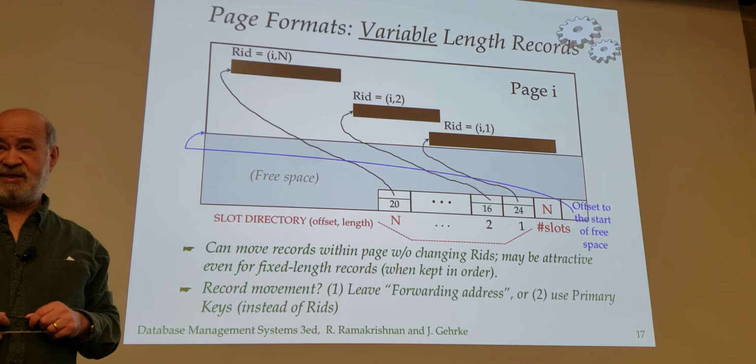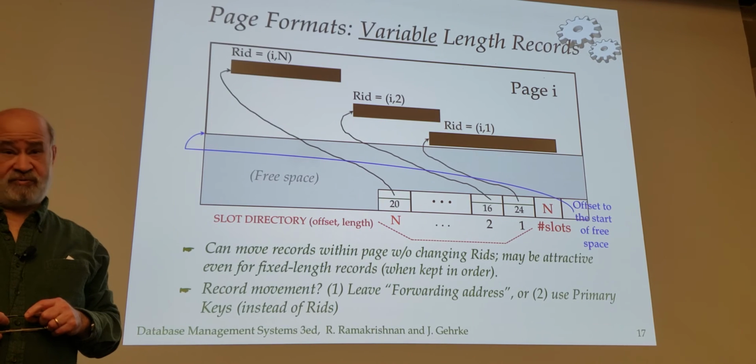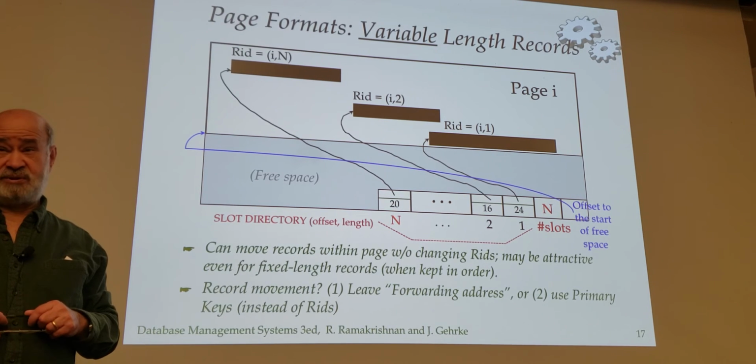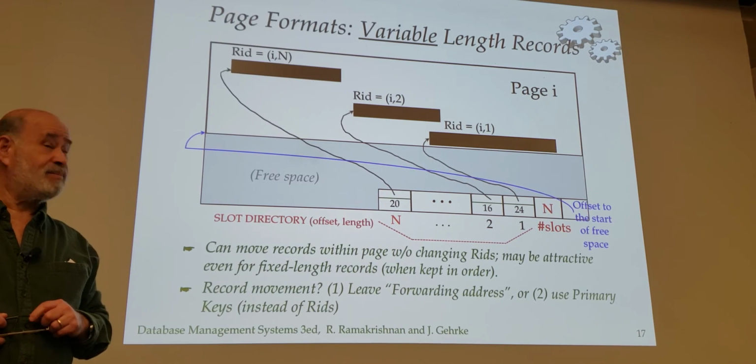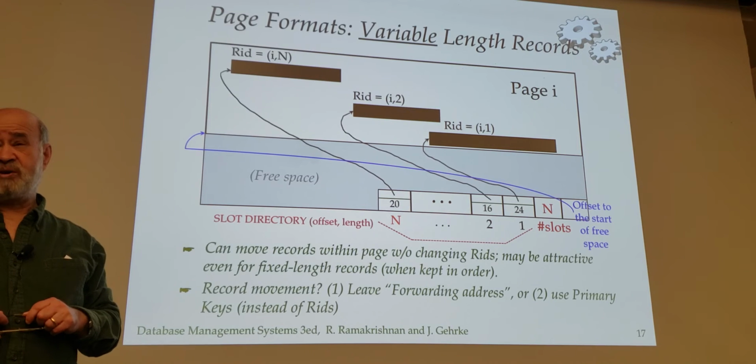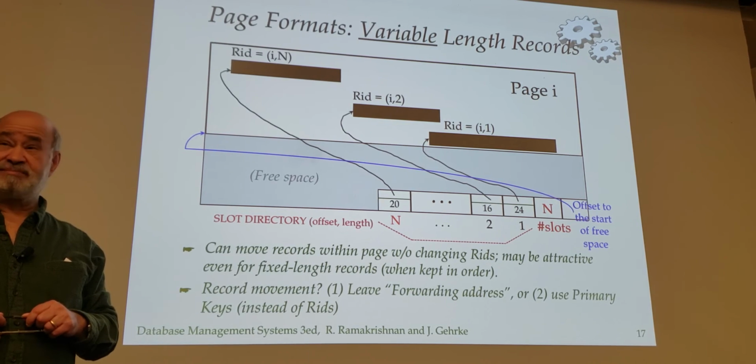Let's talk a little bit about that right now. Suppose that record 1, now for project 1 you only have to deal with in-service, so you don't have to deal with what I'm describing now. But suppose that record 1, which had been 24 bytes, had to become 26 bytes. Now let's assume that record 1 still fits on the page. There's 2 more bytes available on the page.